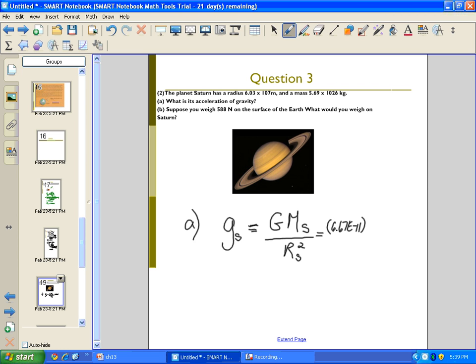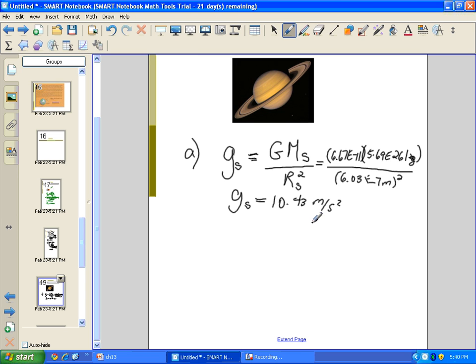6.67 e to the minus 11, times 5.69 e to the 26. Let's go ahead and put our units. Units are always important. Divided by 6.03 e to the 7, and square that. That gives us a g, acceleration of gravity, of 10.43 meters per second squared. So you can see it's a little bit bigger than that of the Earth.